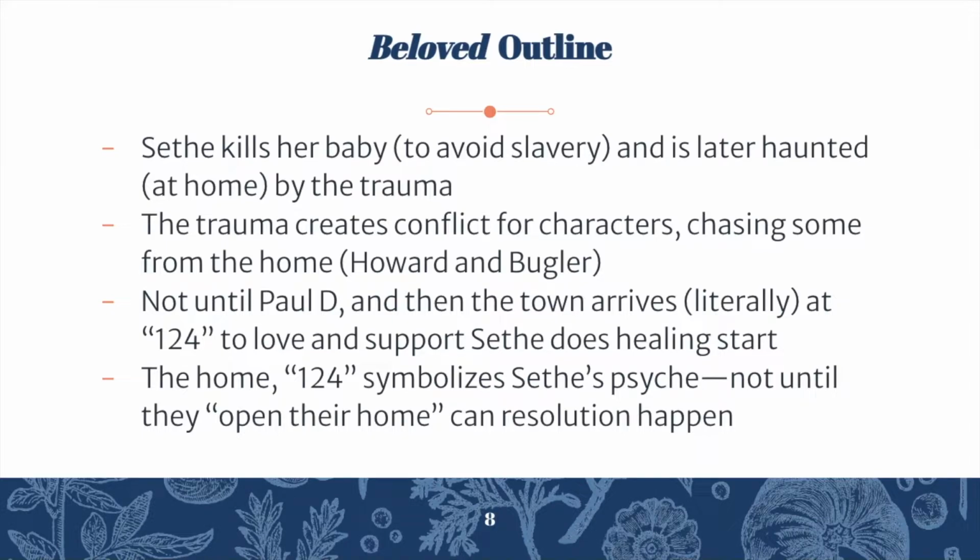As the novel progresses, we meet a character named Paul D, who comes into the home, and he begins to challenge Seth to think about and face that trauma, and inevitably the town shows up literally at the home in order to show their love and support for Seth as well. And then the student finishes the essay, and it was written like the final part of the argument, the conclusion, articulating that the home, 124, symbolizes Seth's psyche, and it's not until she opens her home that resolution can really happen. And so that's a beautiful line of reasoning.